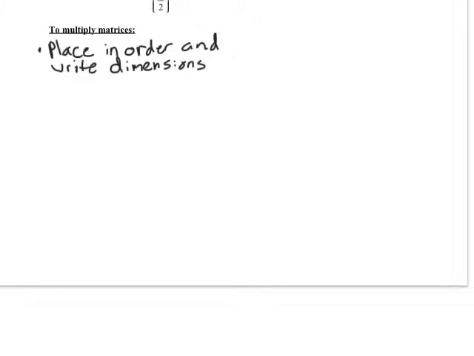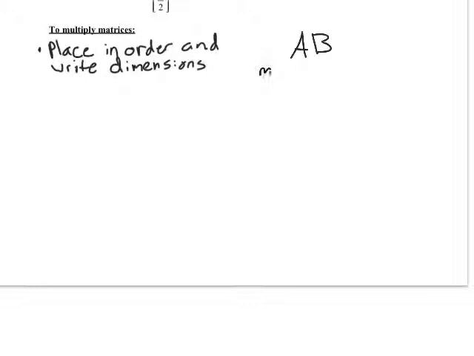Alright, so before we do this, and before I show you with an example, we're going to write down some steps. To multiply matrices, the first thing you do is make sure you line up your matrices, put them in correct order, and write the dimensions. So if I want to multiply A and B, the order matters. If I'm going to multiply A times B, you have to put them in that order.